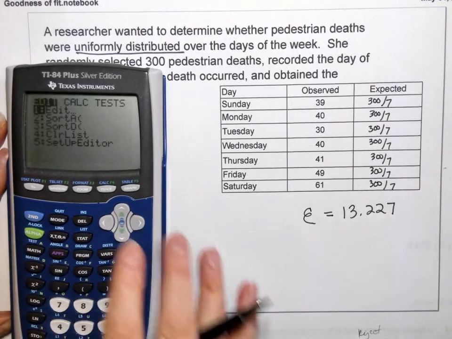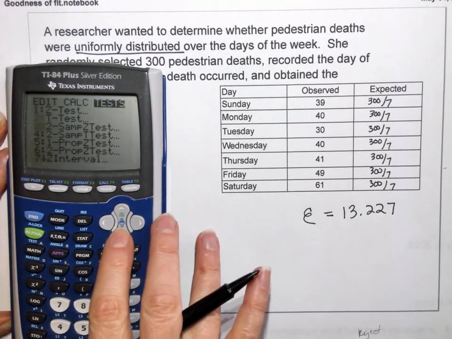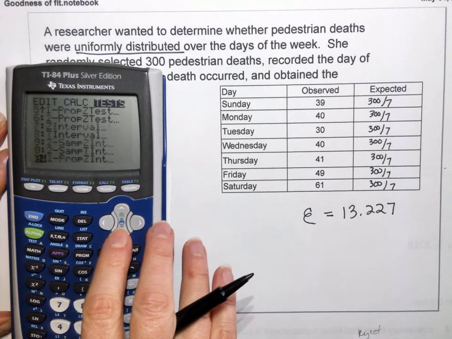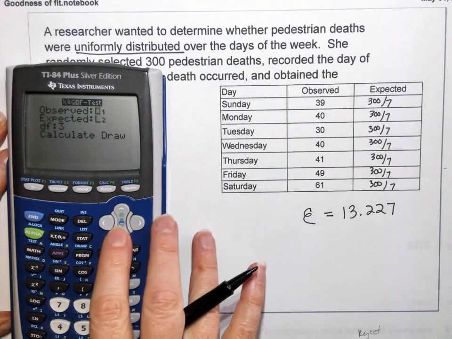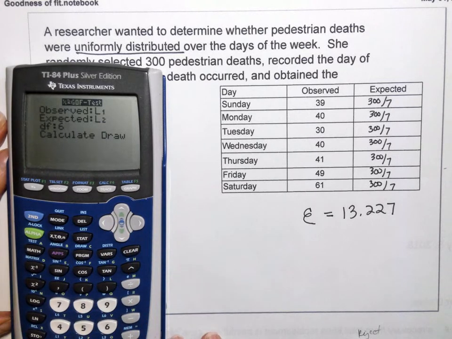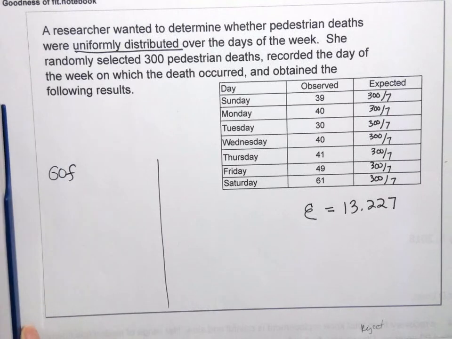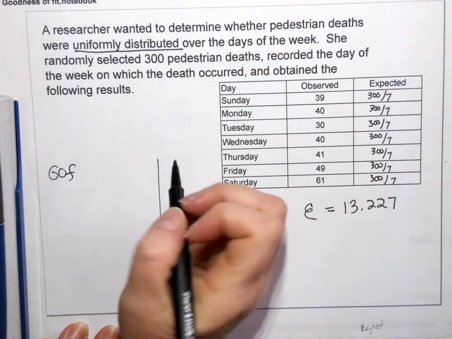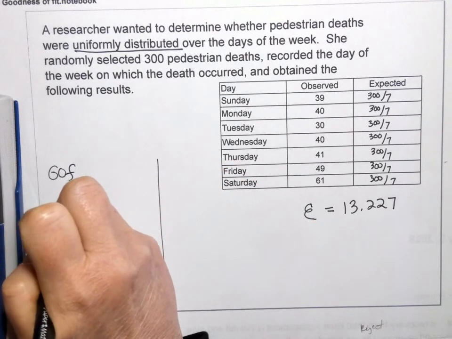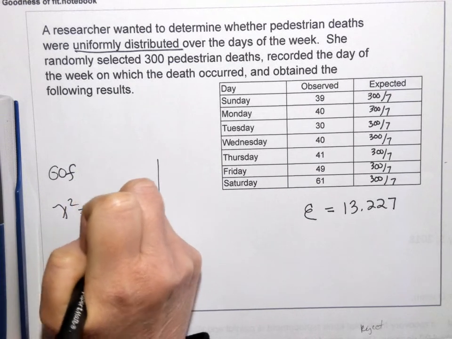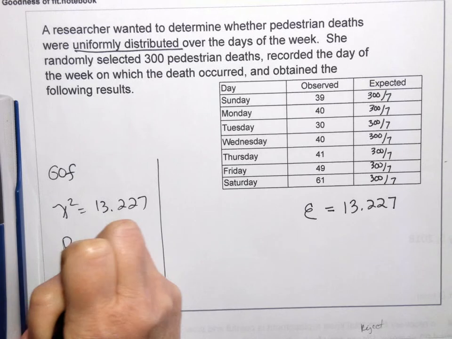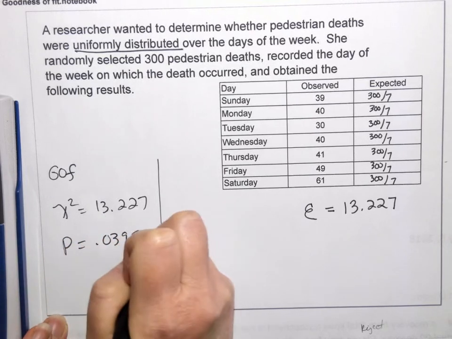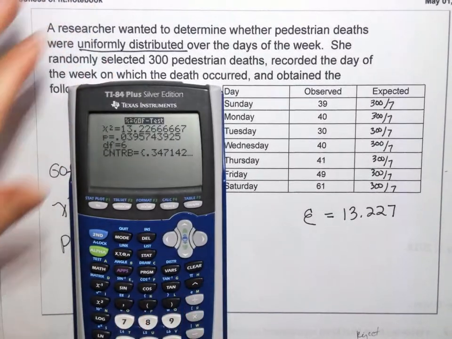Now if I do the goodness of fit test, get down there, there it is. List 1, list 2, my degrees of freedom this time is 6, and calculate. Oh, look at that, 13.227. Very good. So chi-squared is 13.227. My p-value should be 0.03957. So I'm going to go over here and do that.